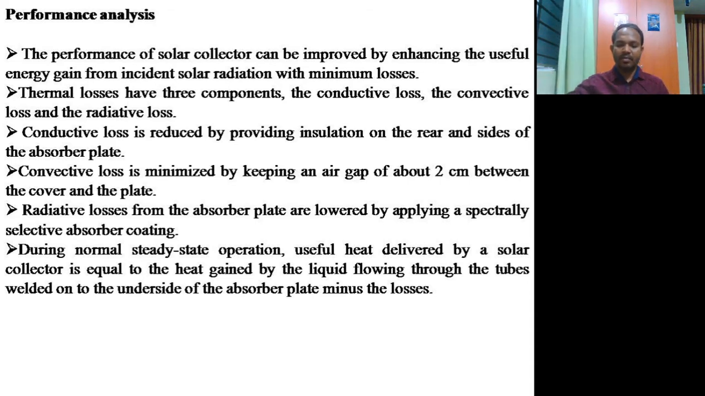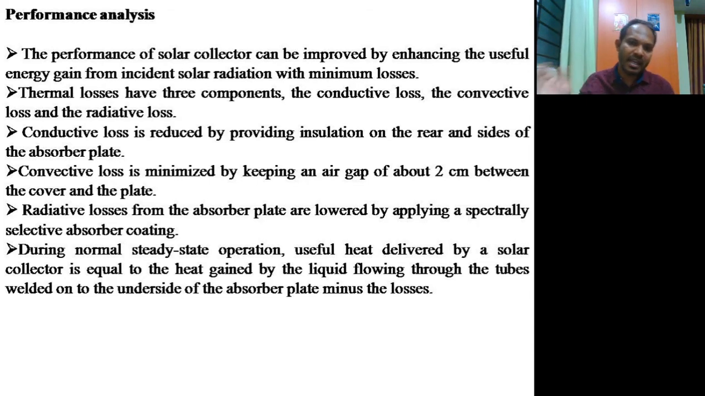If you have a collector like this, with a transparent cover, a minimum of 2 centimeters of distance has to be maintained between this surface and the transparent cover in order to avoid the convective loss. How will these convective losses occur if you don't maintain 2 centimeters? If there is a cover, the heat which is being maintained inside the conductor will be taken away by the air which is blowing over it, because it is always placed at the roof.